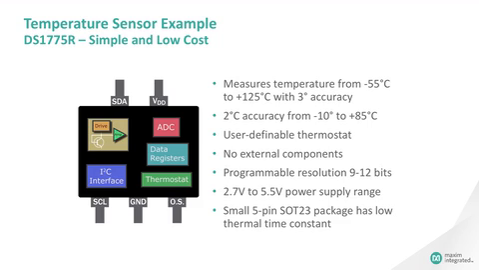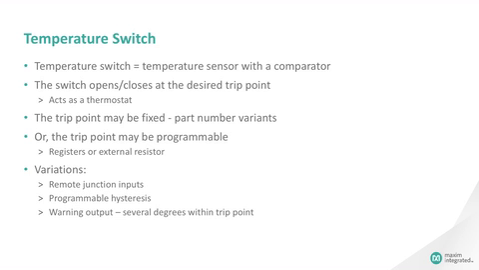A temperature switch is essentially a temperature sensor and a comparator. It provides an indication that the temperature has exceeded a preset trip threshold. Some temperature switches have fixed trip thresholds, while others have programmable thresholds. Most temperature switches use local sensing, although a few are able to sense the temperature of remote diodes.